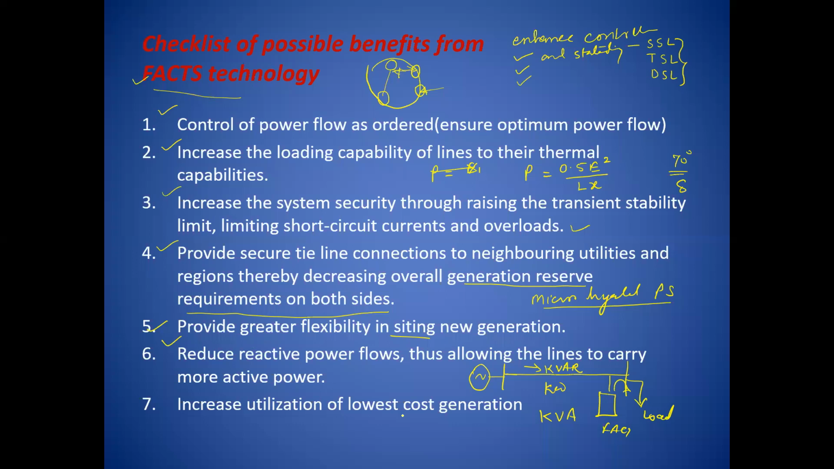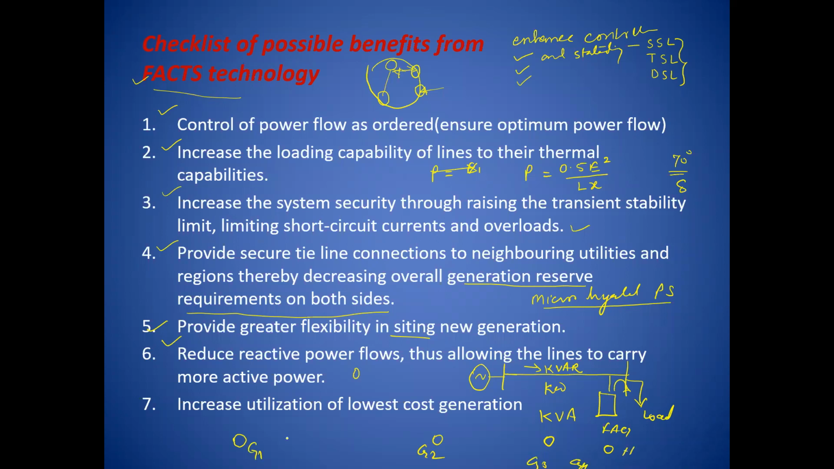Increase utilization of lowest cost generation. What it means, it is very important to understand. Say for example, this is one generating station, this is the second generating station, this is the third one, and the load is here. So if you are supplying the power, one more generation is here, say G1 is generation here, G2 is here, G3 is here, G4 is here.